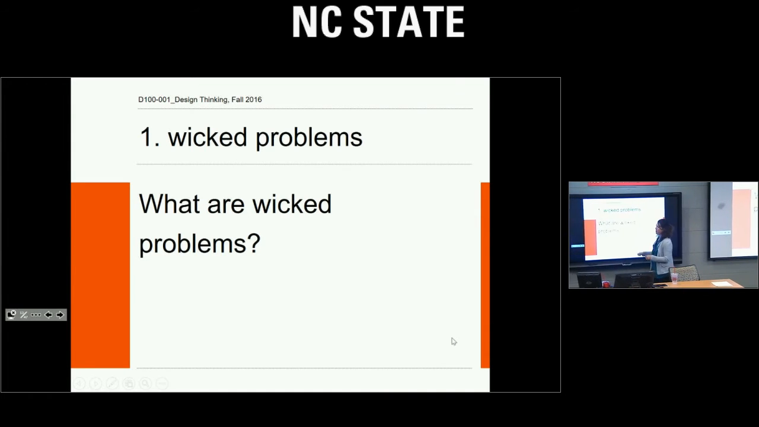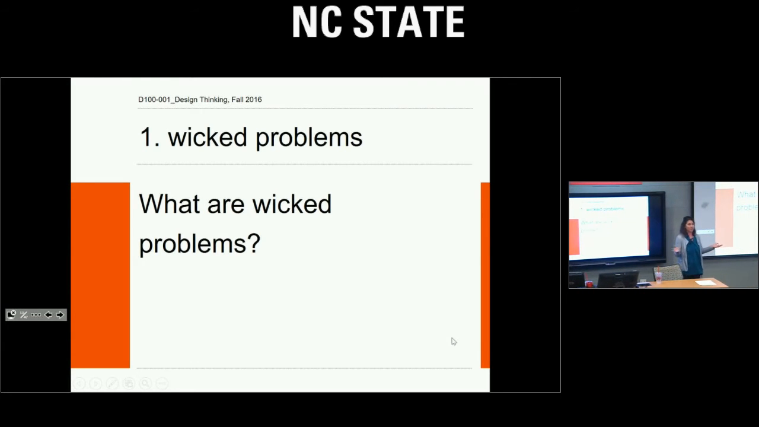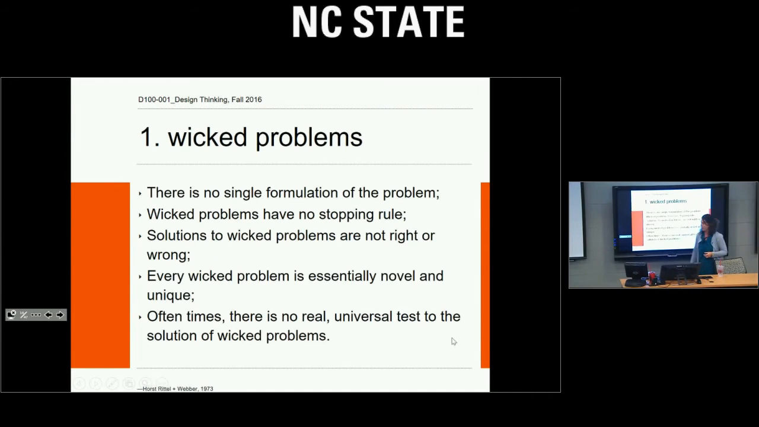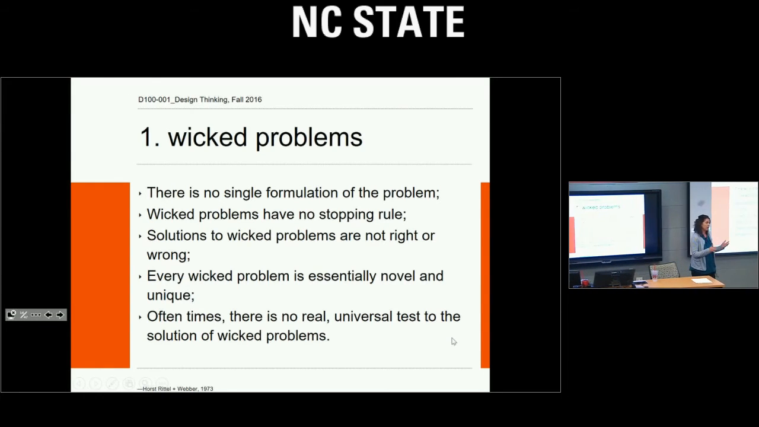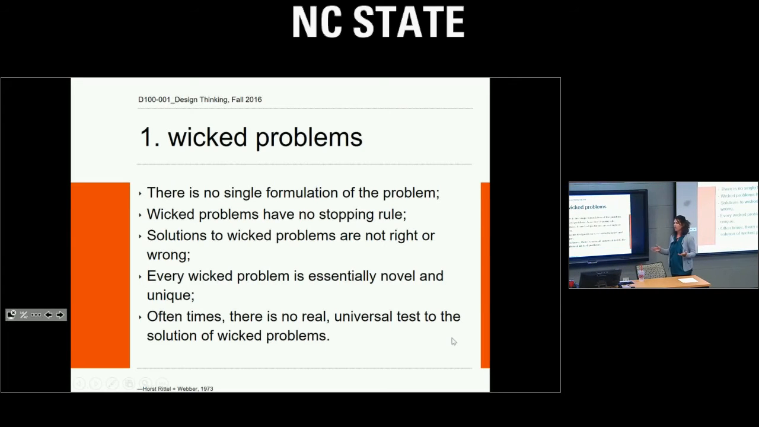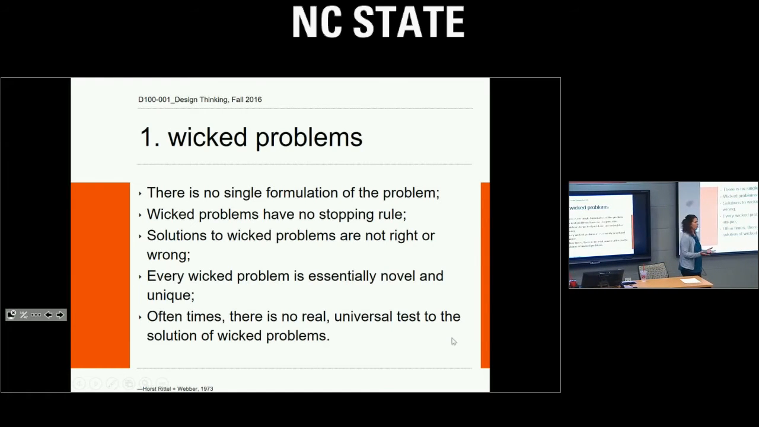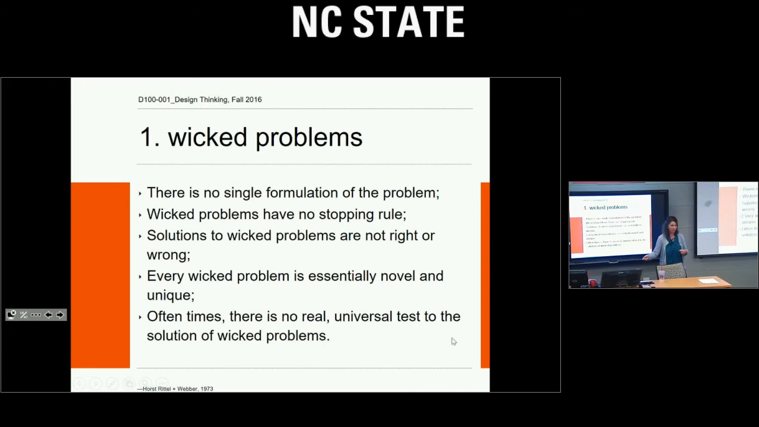So wicked problems or messy problems are problems that do not have a clear solution. At its very base, there's no clear solution to a wicked problem. That means there's no single formulation of the problem. We could talk about something like hunger, world hunger, lack of housing. That is a wicked problem. But there's no one way to look at that wicked problem. There are a lot of factors contributing to it. And so how you define that wicked problem, and the questions that you ask about it, is ultimately how you're going to solve it.